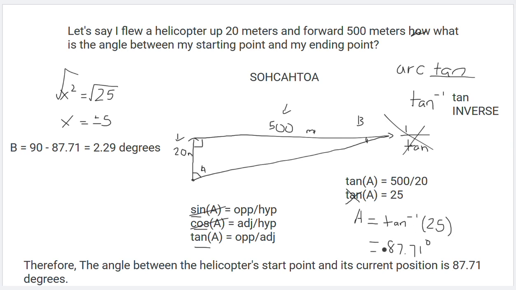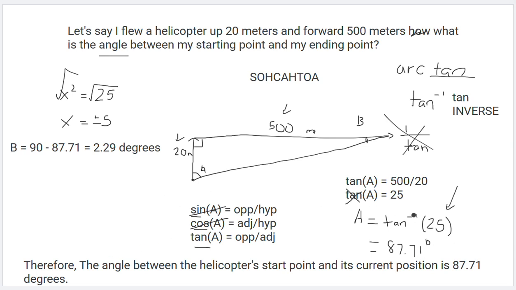If I put that in my calculator, remembering that this is degrees, we want our answer in degrees. Ensure that that's the case on your calculator. So your answer is going to be, because we're talking about degrees, right? Angle in degrees. So 87.71 is my answer, rounded to 2 decimal places.